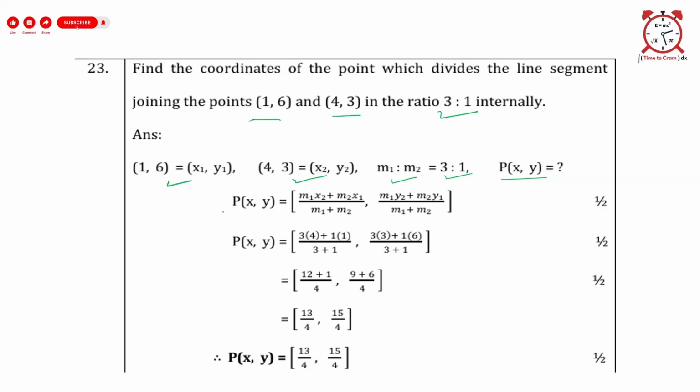So there is the section formula. We know that P(x, y) equal to m1x2 plus m2x1 divided by m1 plus m2, and so on. Put all the values properly in the formula from the given data here. So we will get the value of P(x, y) as 13 by 4 and 15 by 4. This is the required answer.